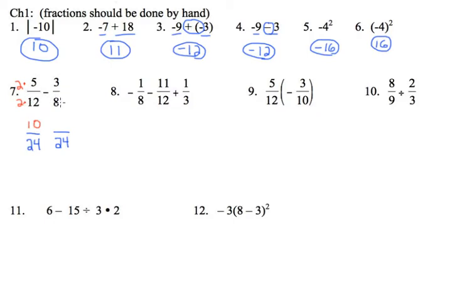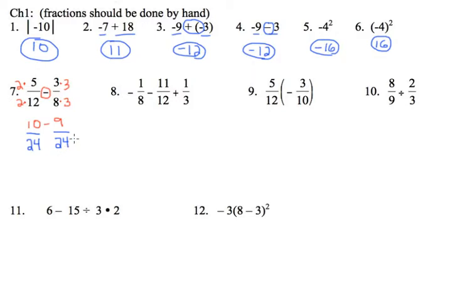Same thing over here. Use your denominator as a clue. 8 times 3 is how you make 24, which means I'm going to multiply my top by 3 also. Be careful here. The place that a lot of people get points off is they'll forget to use this sign.